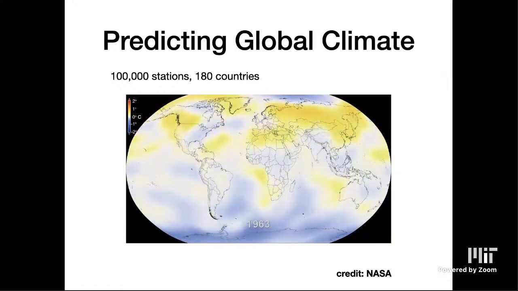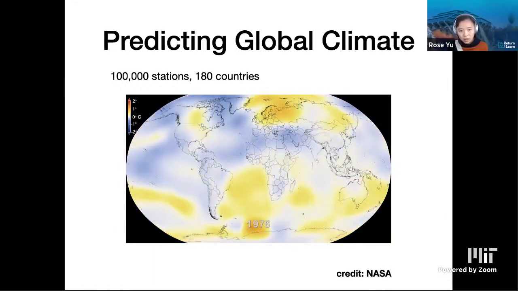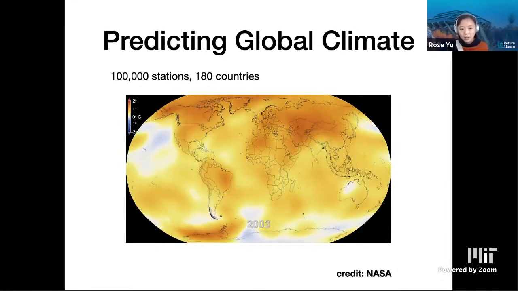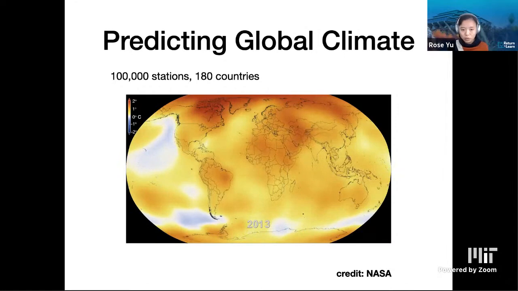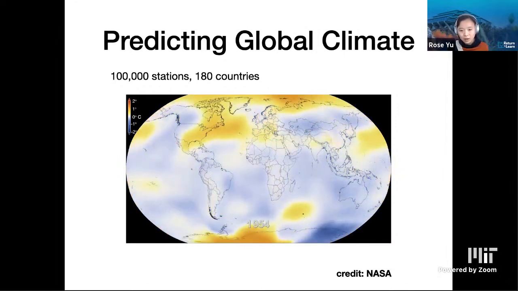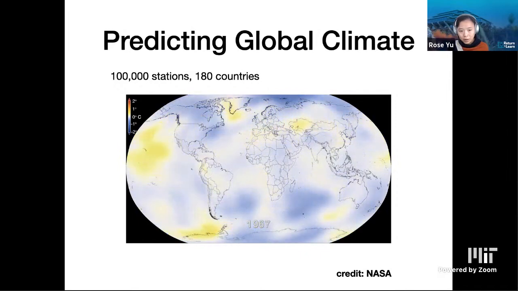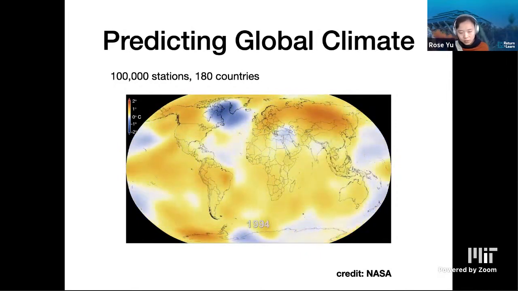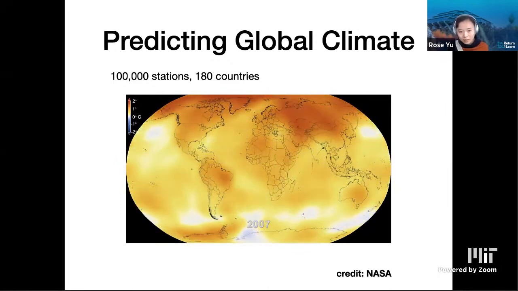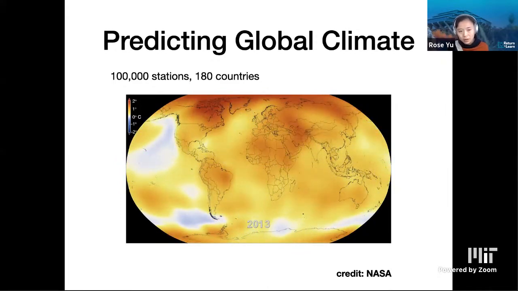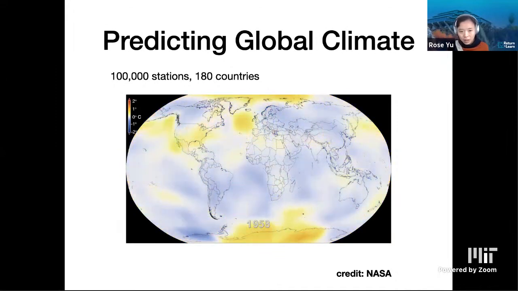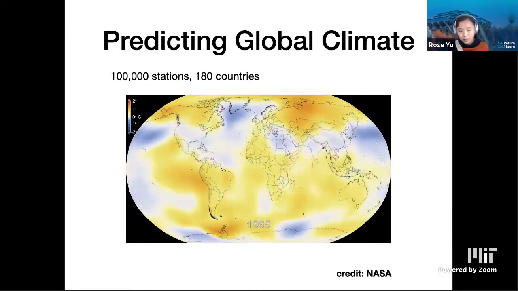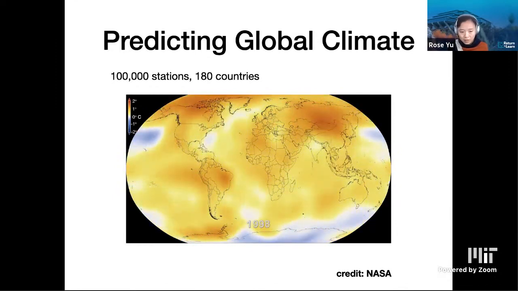Here's a video showing the temperature variation of the entire Earth for the past 50 years. We all know that climate models are fundamental tools for improving our understanding of global climate. But climate models are basically a complex suite of partial differential equations. They're very difficult to simulate at high resolution. So right now, our climate models are still limited to 10-kilometer resolution, and we still cannot simulate, for example, hurricanes and these kinds of dynamics.